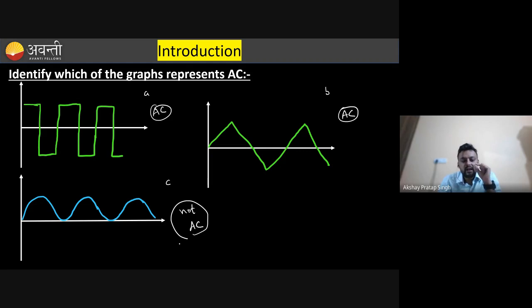Because in graph C, the current is not changing its direction. That's why it is not an AC. It's not representing the AC. I hope it is clear. Okay, moving further.